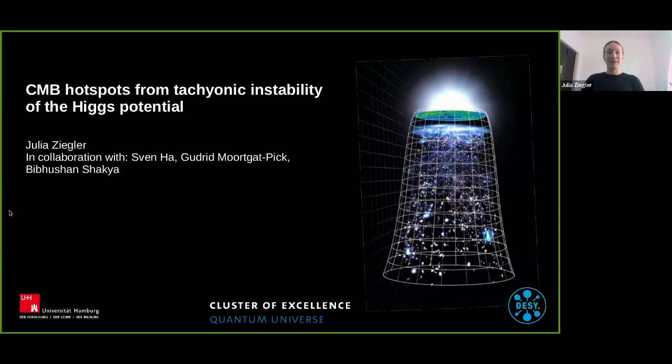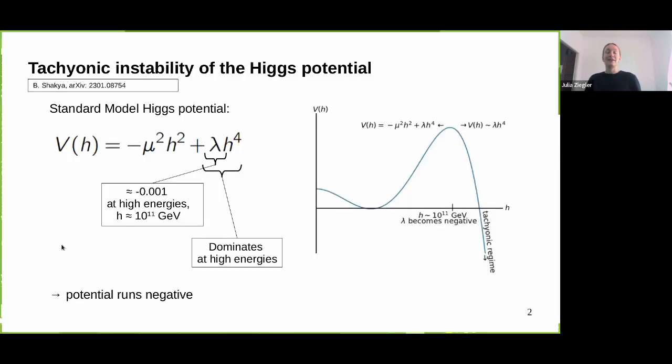So I will talk about CMB hotspots that come from the tachyonic instability of the standard model Higgs potential. And this work is done in collaboration with Sven Haag, Gudrid Modga-Pick, and Bibhushan Shakya. The starting point for this project was a paper by Bibhushan, where he looked into the standard model Higgs potential and its tachyonic instability, from which we can exponentially enhance Higgs particle production.